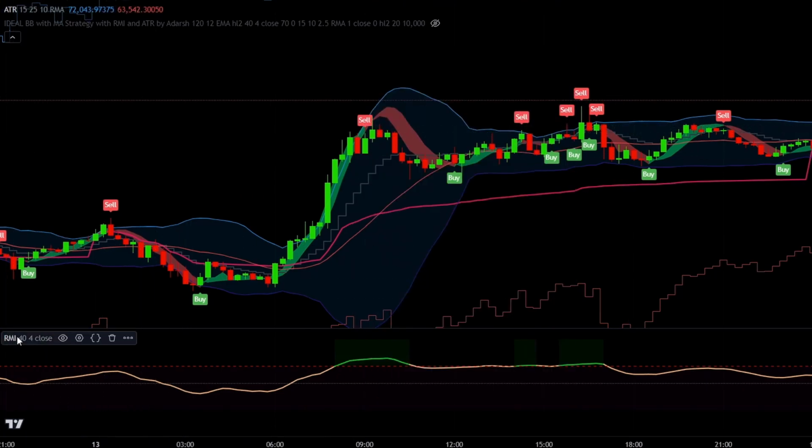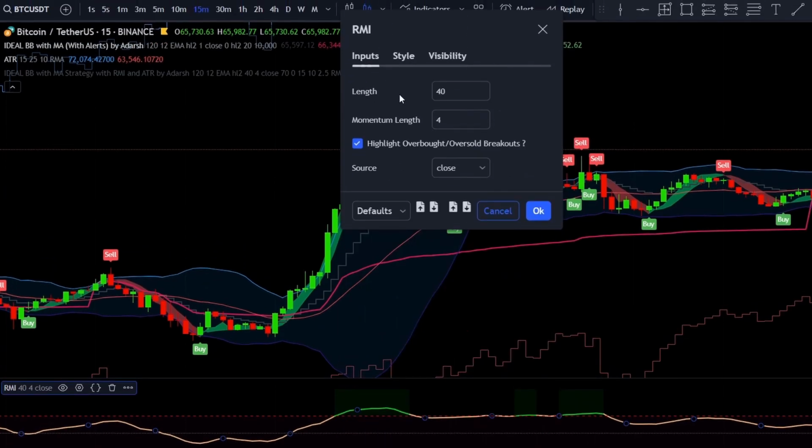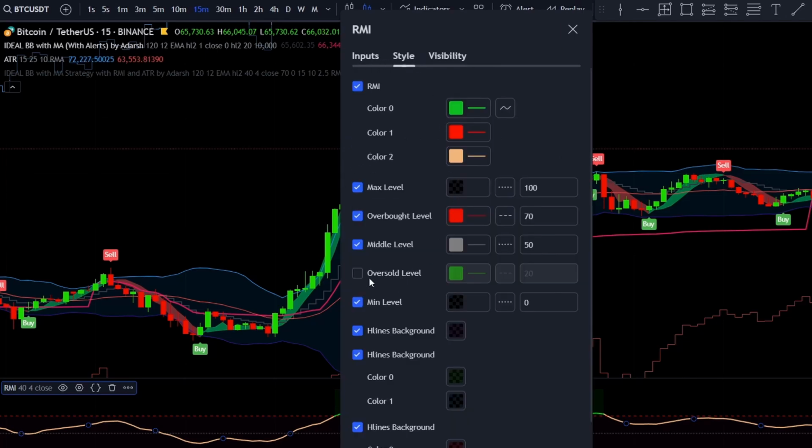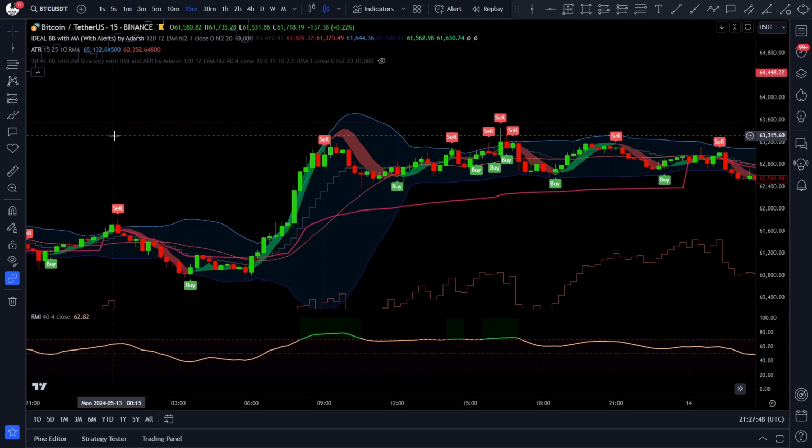Finally, open up the relative momentum index, change its length to 40, its momentum length to 4, then switch to the styles tab, uncheck the oversold level, and change the overbought level's value to 70. Finally, you can color it however you like. I used red in this case. Okay, now we have all of the indicators correctly set up on the chart.